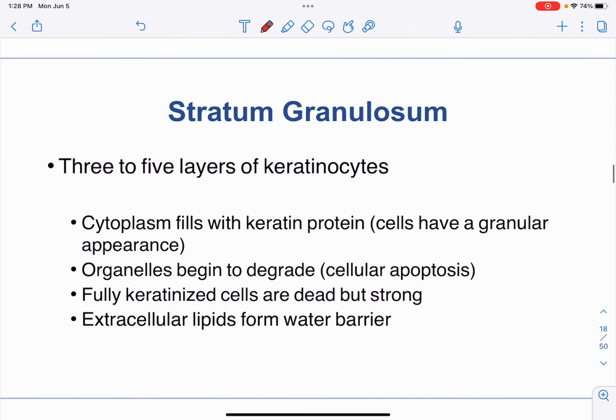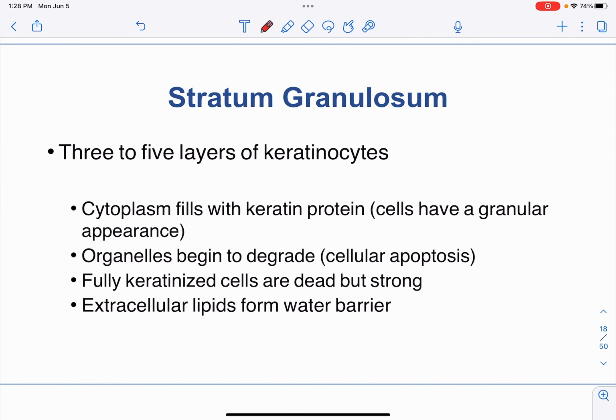The next layer was the stratum granulosum. Under the microscope, these cells appear to contain granules. They can be 3 to 5 layers of keratinocytes. The cytoplasm is now filled with keratin, and they start to organize into little granules. And this is what is going to form the waterproofing barrier.